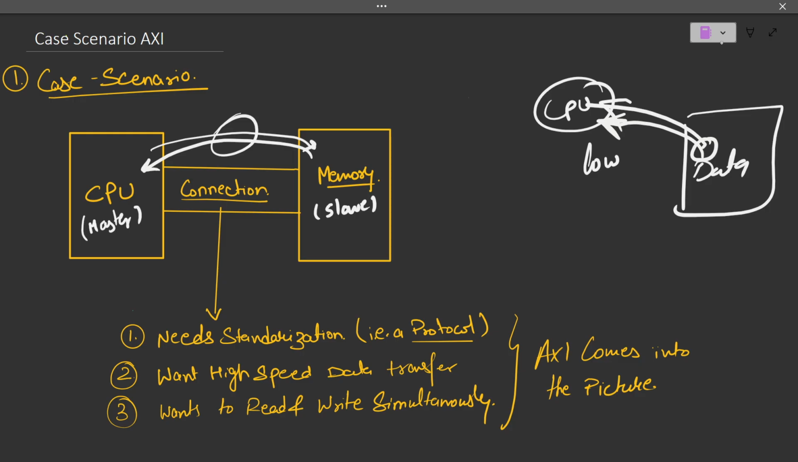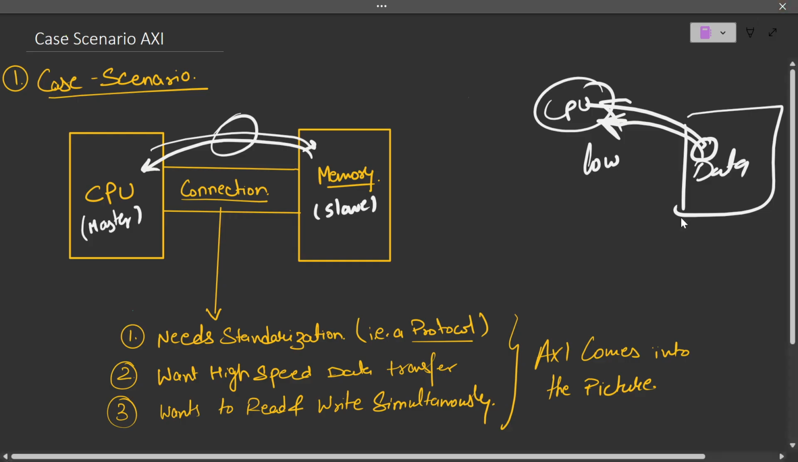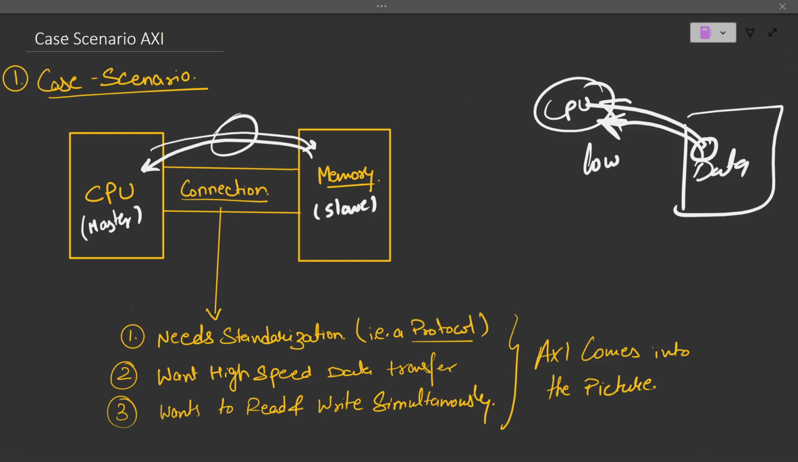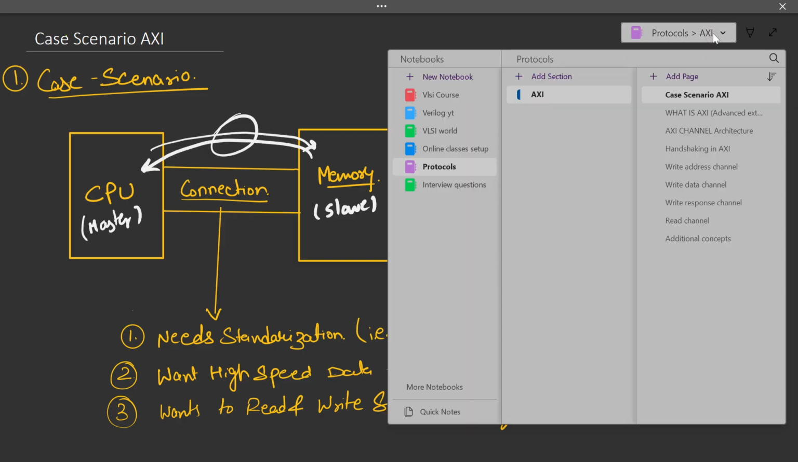So over here, AXI comes into the picture. So these all three are our requirements which we needed. So here AXI fulfills these requirements very easily. How? You'll get to know in the upcoming slides and in the upcoming videos when we will be completing this module. You'll get to know how these conditions are being fulfilled by AXI.